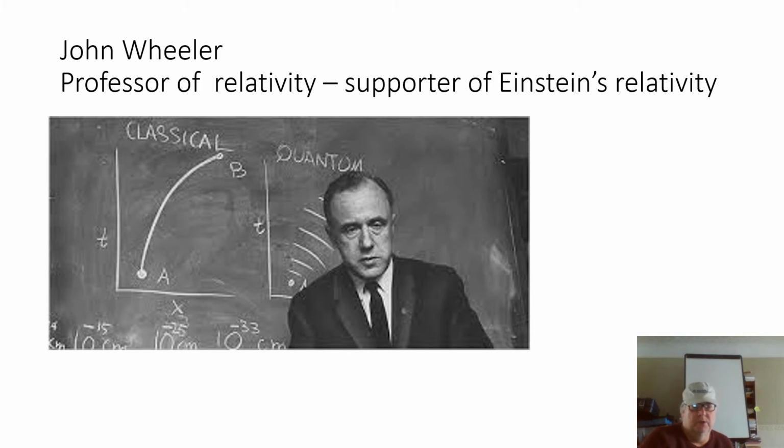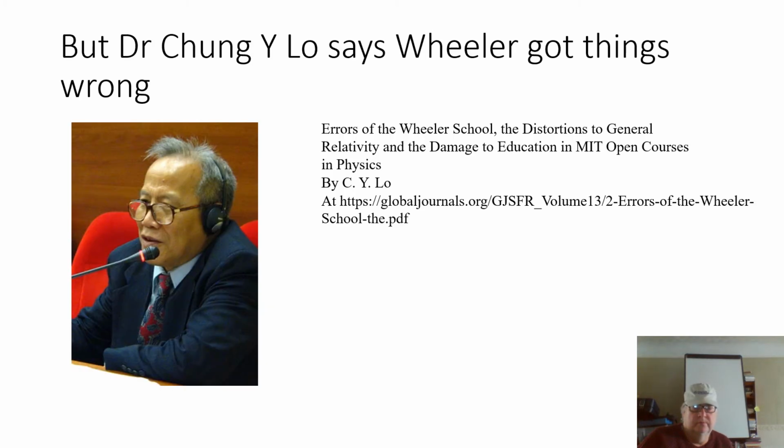Now, this person, John Wheeler, he's Professor of Relativity, and he's a supporter of Einstein's relativity, and a lot of the teaching of modern relativity comes via the teaching of Professor Wheeler. And this is one of my friends, Dr. Lowe, who points out that Wheeler got things wrong. His paper is called The Errors of the Wheeler School, the Distortion to General Relativity and the Damage to Education at MIT Open Courses in Physics.